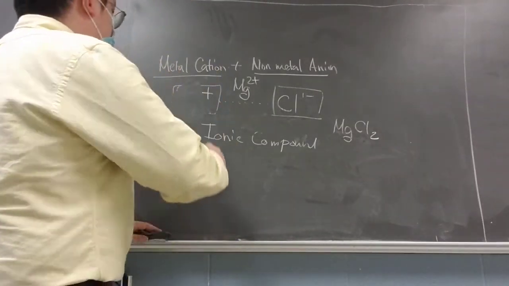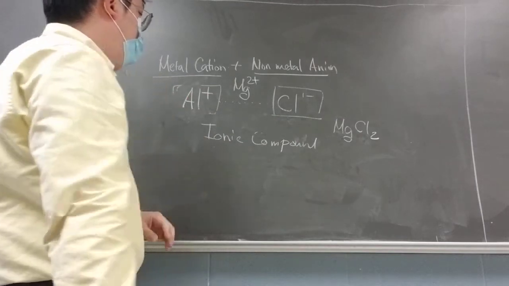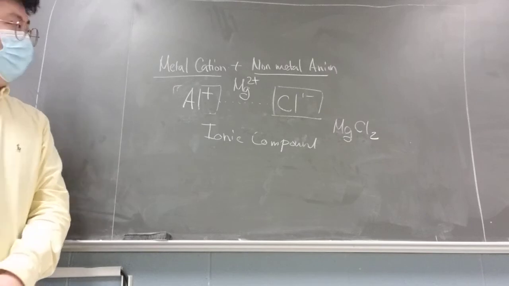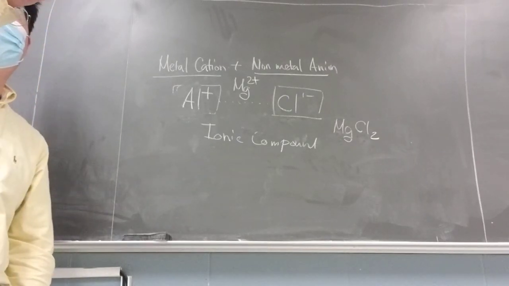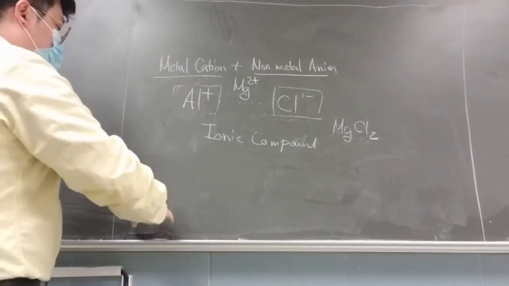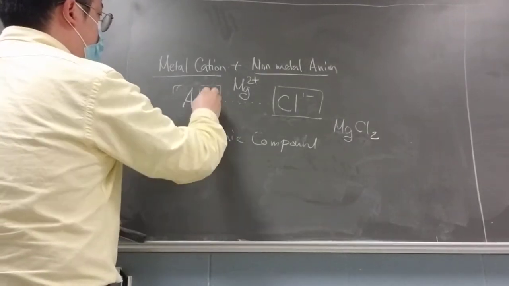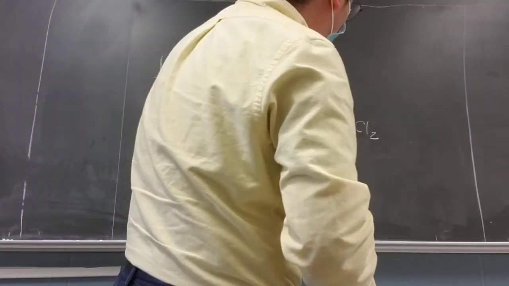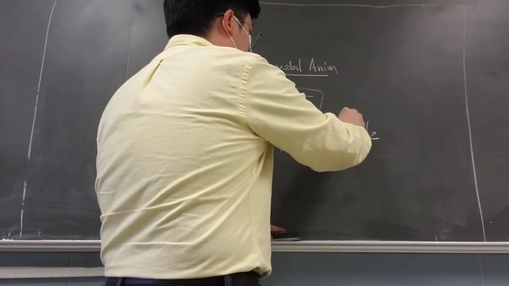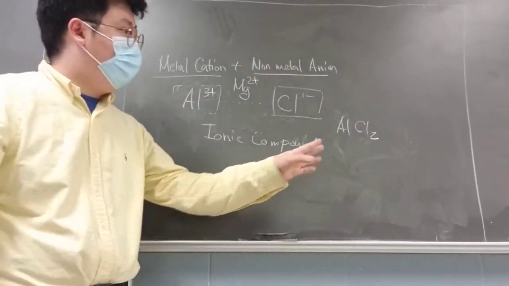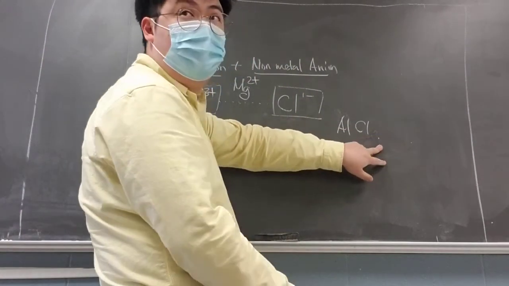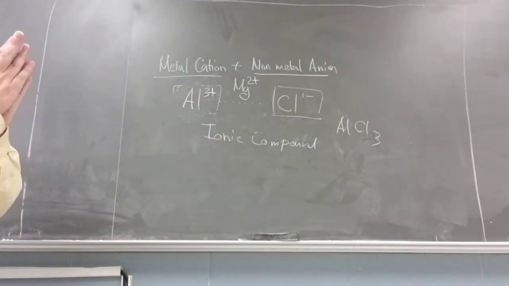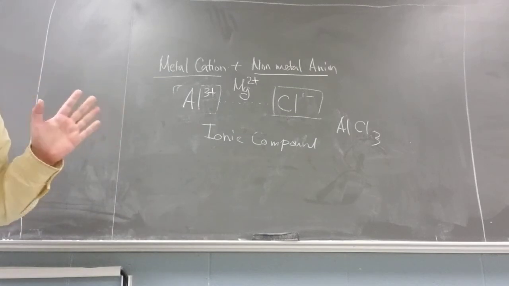All right, so let's make it even worse. If you have aluminum instead, you find aluminum on the third column, okay? So now it makes 3+. So in this case, the only thing you need to do is change this to aluminum chloride, but it's not 2, it's what number? 3. Perfect.